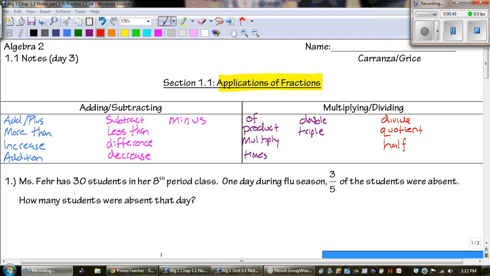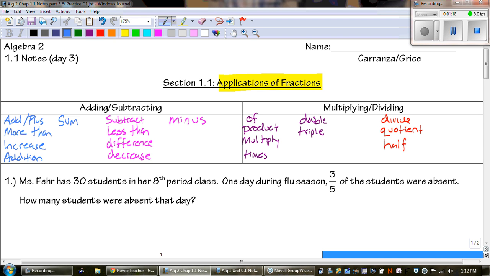Okay, so right off the top of my head, those are all the words that I can think of. So in the blue, those are all my adding. The add or plus, more than, increase, addition. Ooh, and I just thought of another one. Sum. Okay, for subtracting, we've got subtract, less than, difference, decrease, and minus. Multiplying, of, product, multiply and times.